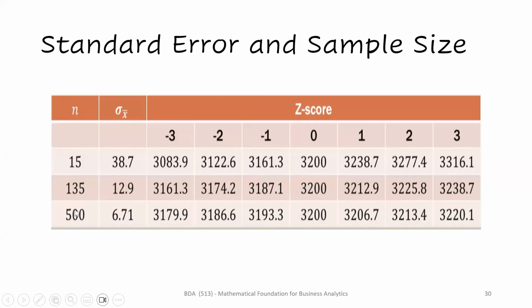Where the sample size is 500, our standard error of the mean is 6.71. So if you start from 0, where it is 3,200, and move to the right, it increases by 6.71. Move further right, it increases by another 6.71. When you move to the left, it decreases by 6.71. So the decrease is 3,200 minus 6.71, which gives us 3,193.3, and so forth to the third standard deviation.